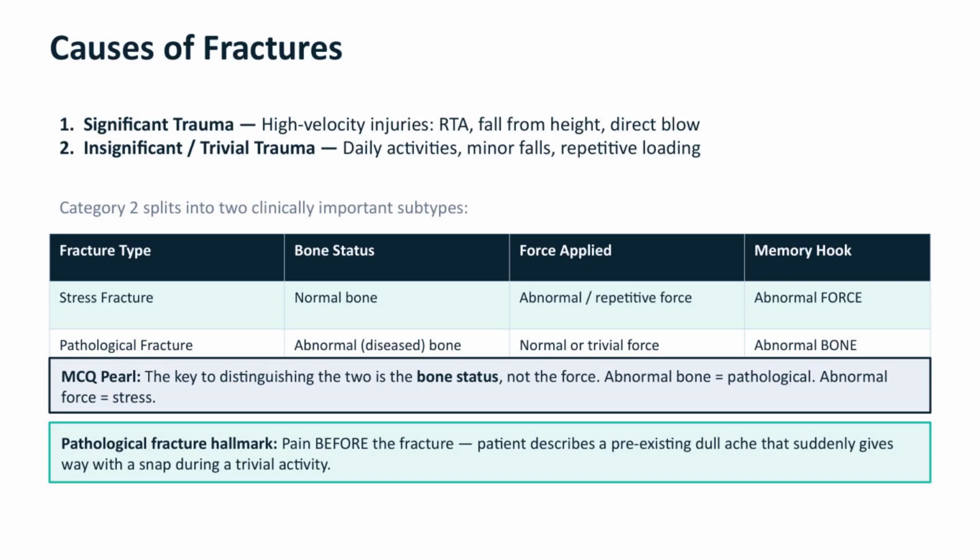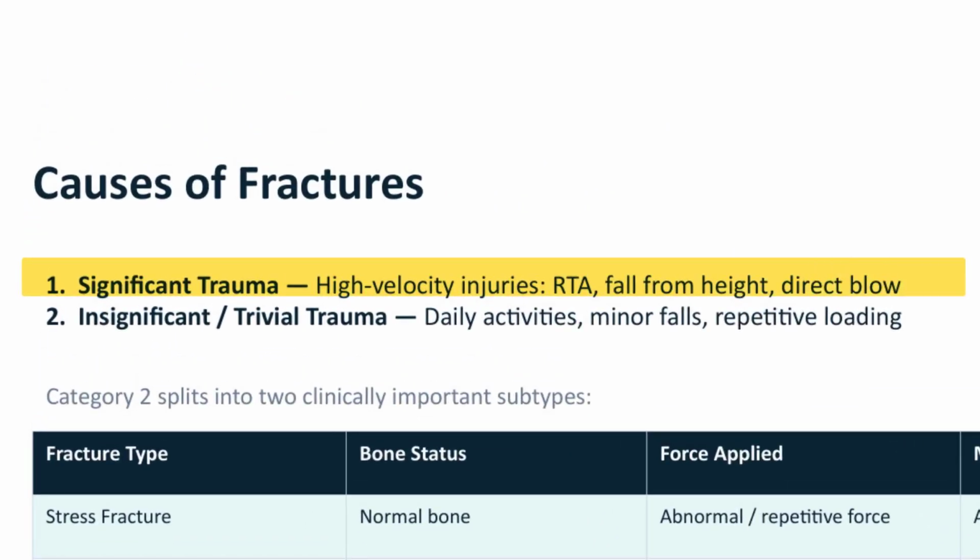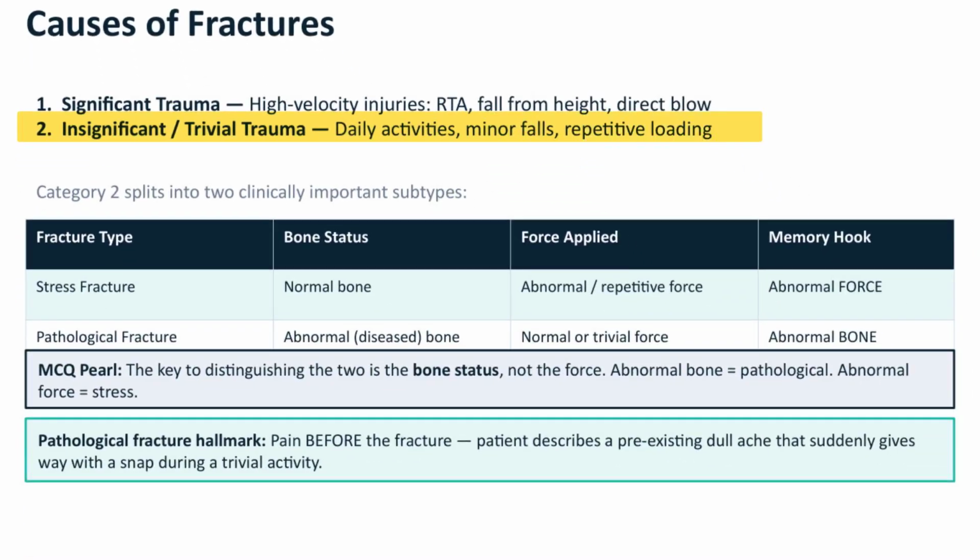Once you can recognize a fracture, the natural next question is, why does it happen in the first place? Fractures occur due to two broad categories. The first is significant trauma, high-velocity injuries such as road traffic accidents, falls from height, or a direct blow. The second is insignificant or trivial trauma, things like daily activities, minor falls, or repetitive loading. This second category splits into two important subtypes.